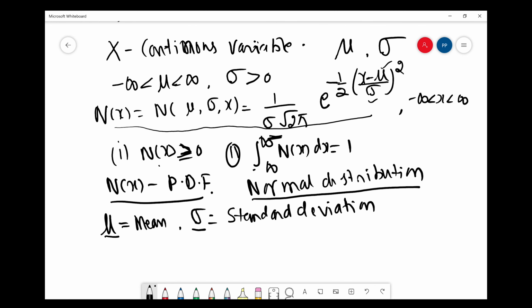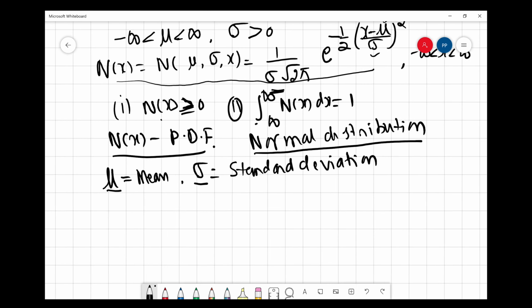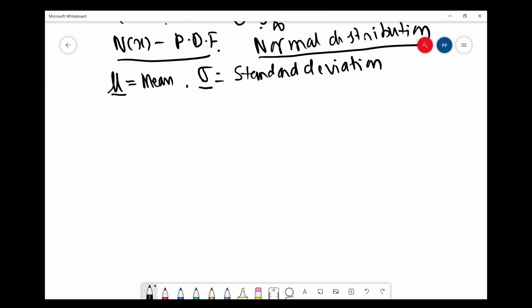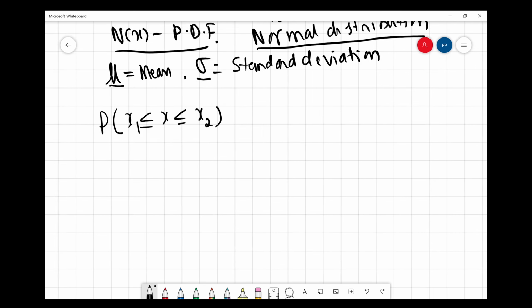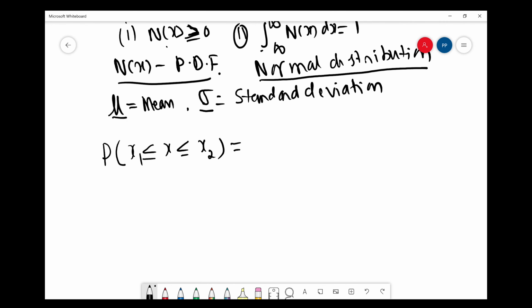Now we move on to finding probability over an interval, and we know that it is written with the notation P of x1 less than or equal to x less than or equal to x2, where x is the continuous variable, which is a normal variable. It is also called a normal variate.